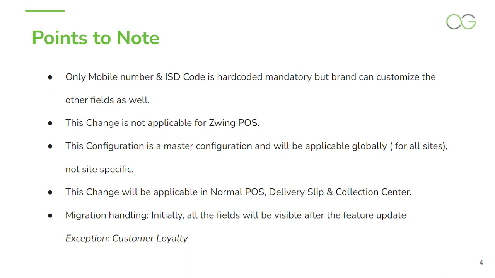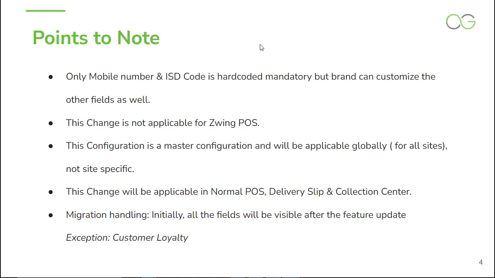The third point is, this configuration acts as the main configuration and affects all sites globally, rather than being specified to any individual site. So any update made by the user will have a universal impact across all the sites. And the fourth point is, this modification will affect normal POS, delivery slip and the collection center during add and edit modes. But in migration, after this update, all the fields will automatically be visible in the system.